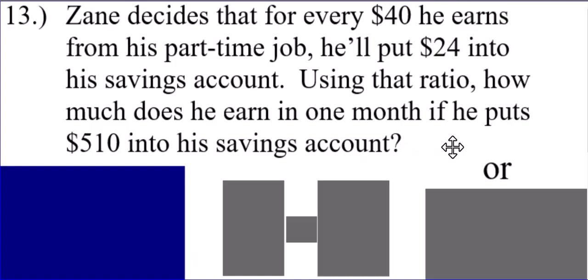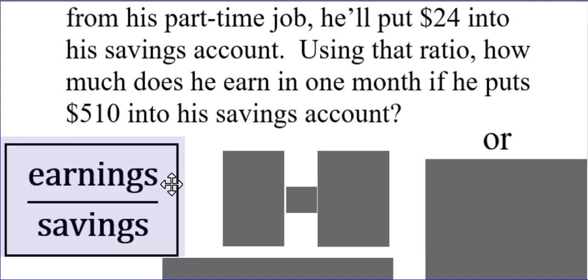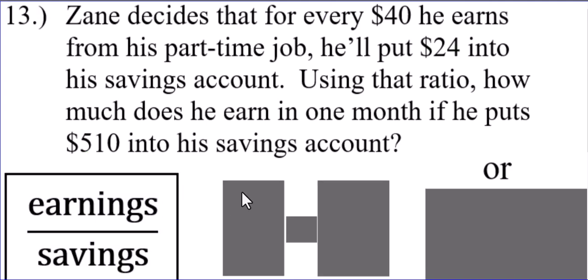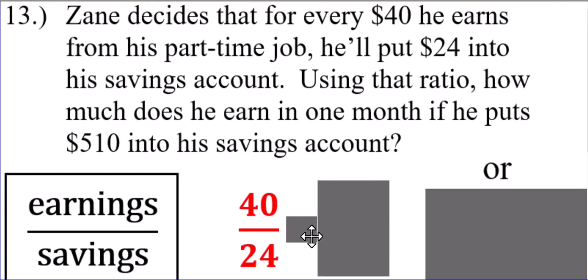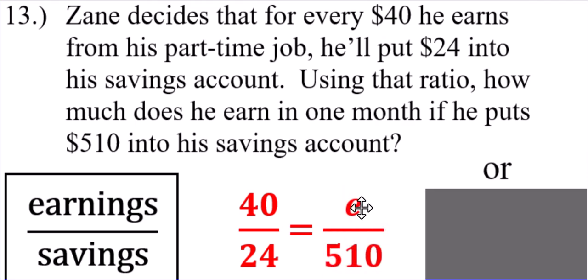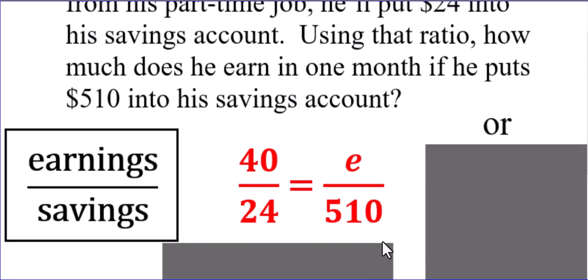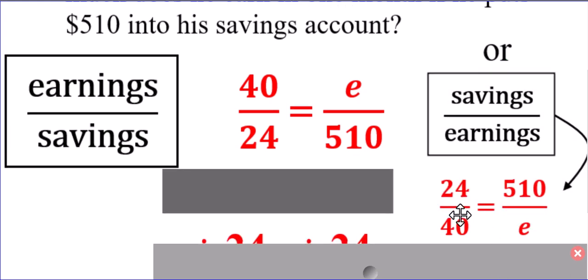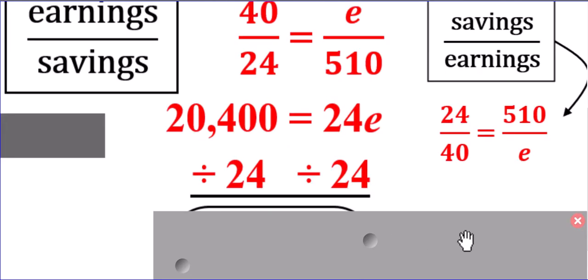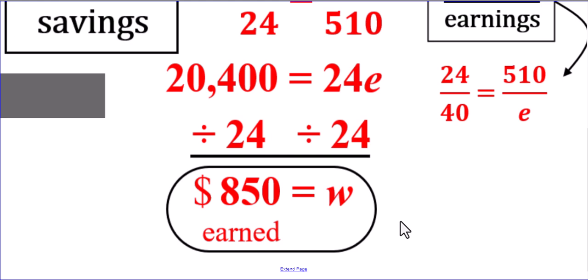Problem number 13. We are talking about earnings money and savings accounts money. Yes, it's all money, so you can't just say the numerator is always going to be money and the denominator is always going to be something else. They're all money. So I decided to set this up as earnings over savings, because that was the order in the opening sentence. So that would make it $40 of earnings, $24 of savings, equal to unknown, I called it E for earnings, for $510 of savings. If you want to do it the other way, that would also work. Cross multiply and divide, and you're going to get a final answer of $150 earned.